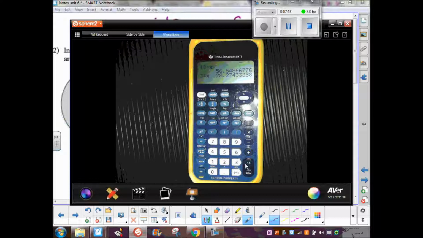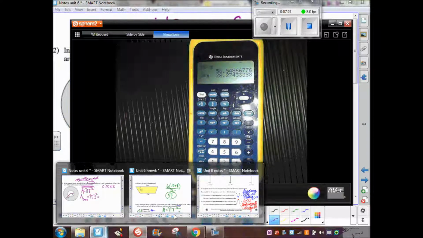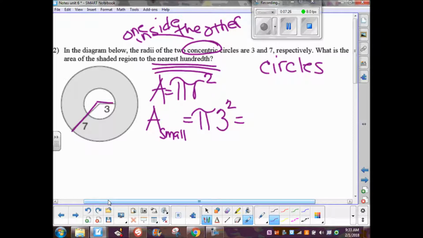So 28.2743 we're going to put on our calculator or on our paper. What was it? 28.2743. 28.2743. We're not going to round yet. Now let's do the area of the big.